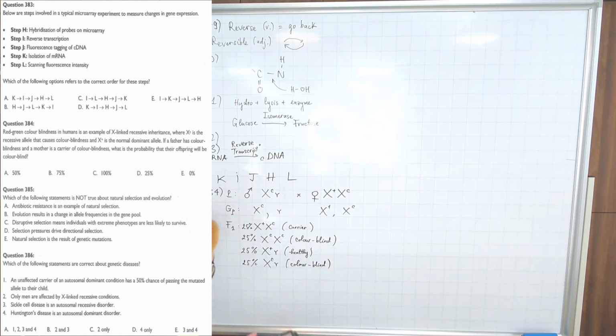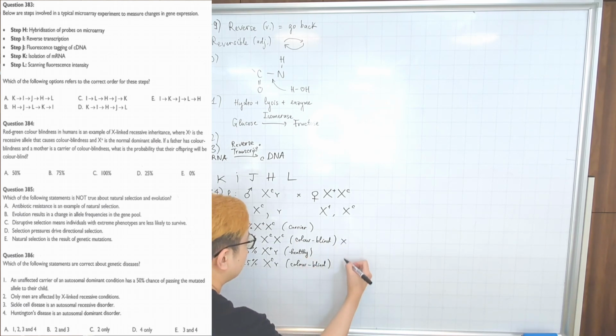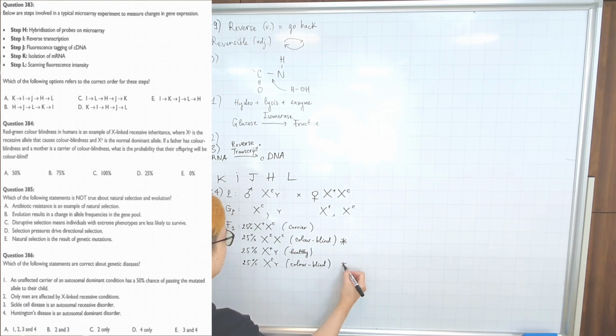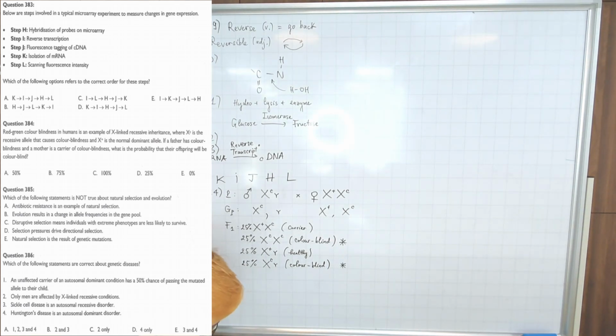Okay, so what's the probability? You can see already that here it's a 50% chance, right? 50% là con sinh ra bị dính bệnh. So 50% chance. Is it B? Very good. 385.